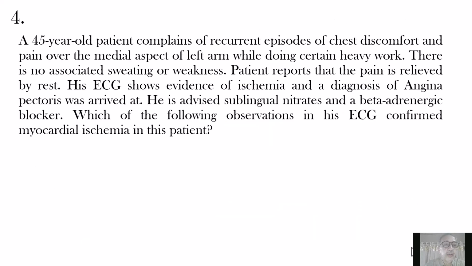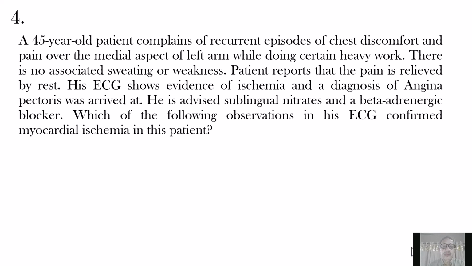Case 4. A 45-year-old man has recurrent episodes of chest discomfort and pain over the medial aspect of the left arm while doing certain heavy work. There is no sweating or weakness associated. The patient reports the pain is relieved by rest. ECG shows evidence of ischemia and a diagnosis of angina pectoris was arrived at. He is advised sublingual nitrates and a beta adrenergic blocker. Which of the following observations in ECG confirmed myocardial ischemia?